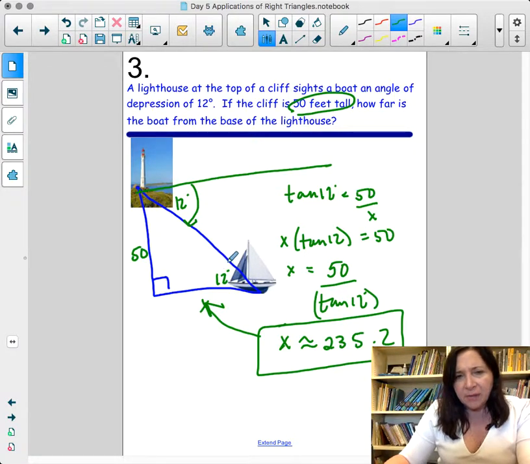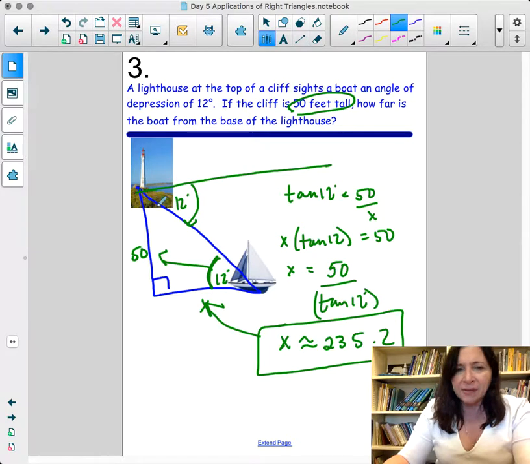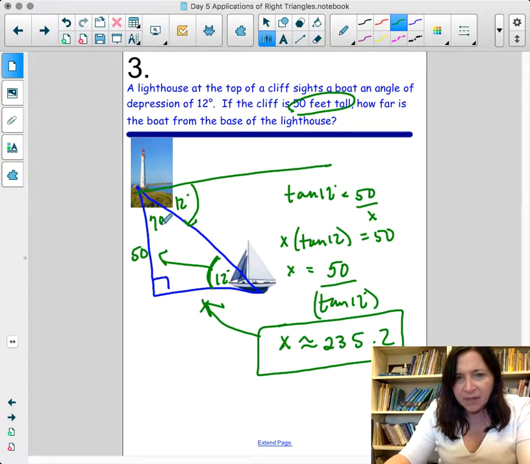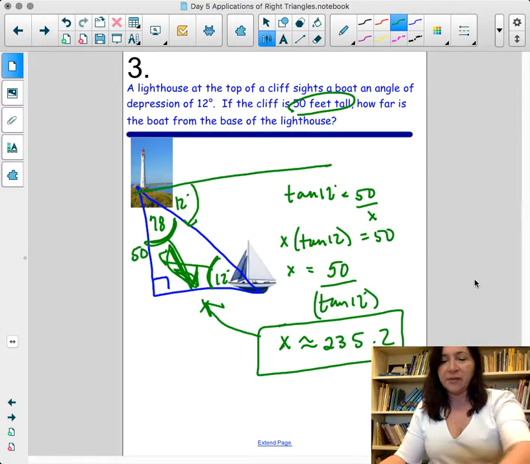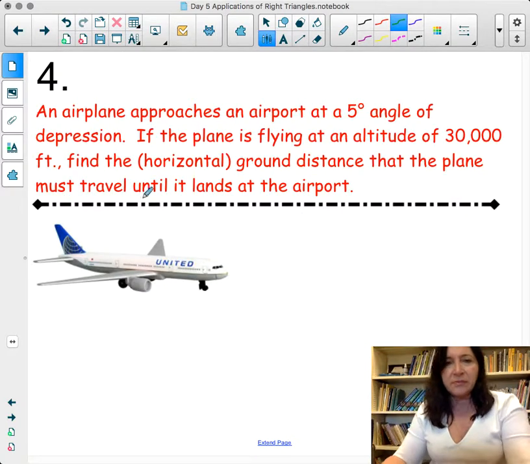I'm thinking that, remember, the smallest angle, which is 12, is opposite the smallest side. So 90 minus 12, because this angle is 12, is going to be 78. And so this is a much bigger angle. And so that side opposite that should be a lot bigger, and it is. So I'm going to assume that that's correct.